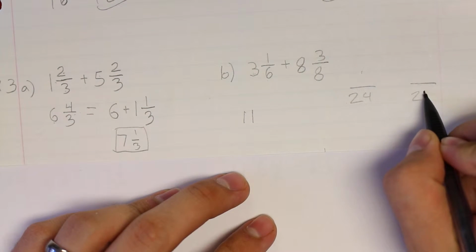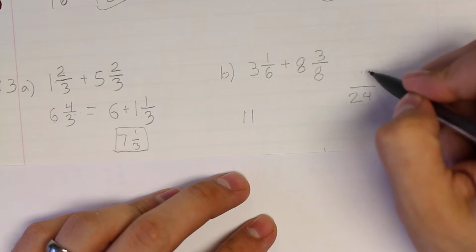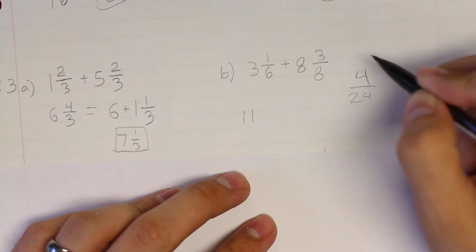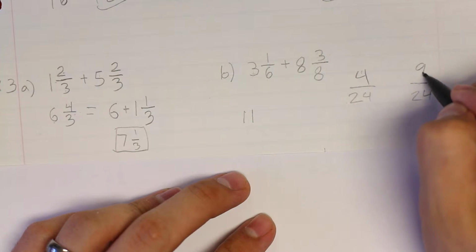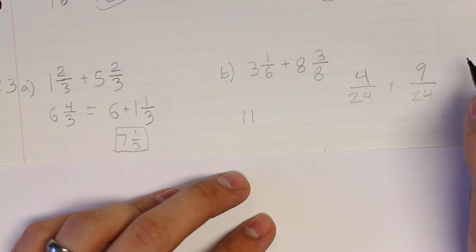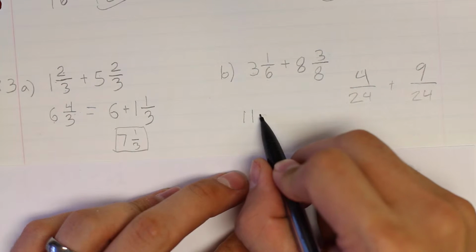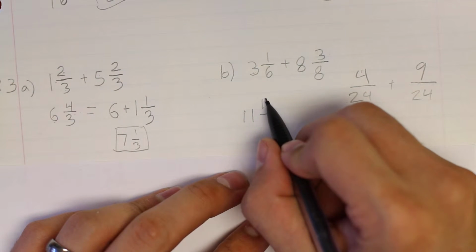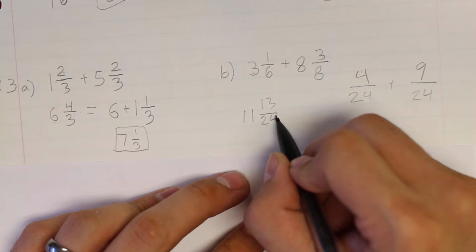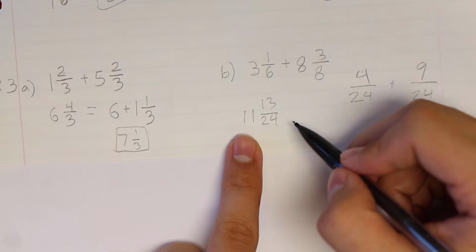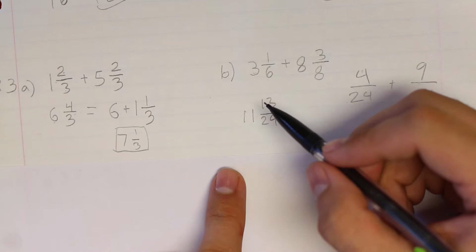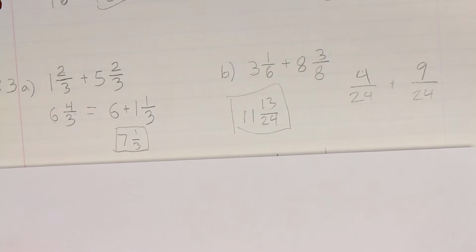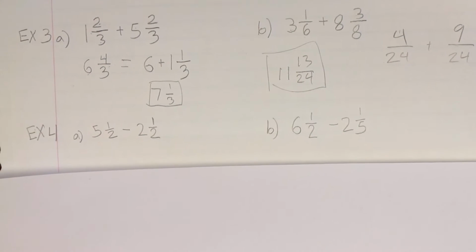24, 24. I multiplied that by 4 to get it, so the top becomes 4. I multiplied this by 3 to get it, so I say 3 times 3 and I get 9. And remember, I'm adding, so I end up with 11 and what do I get? Is that 13? Yes. 13 24ths. Can the fraction be reduced any more than it is? Nope. Great. That's your final answer. Woohoo! All right, last one.